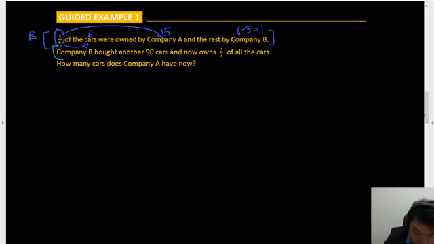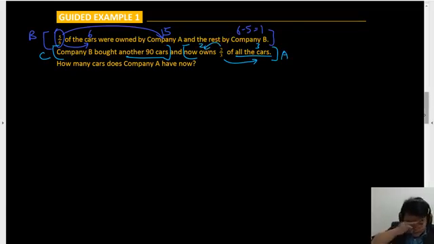Now Company B bought another 90 cars, that's the change. And now Company B owns 2/3 of all the cars. 3 goes to all the cars. This 2 refers to Company B's outcome. So how many cars does Company A have right now? Now to deal with this, let's draw out the BCA table first.